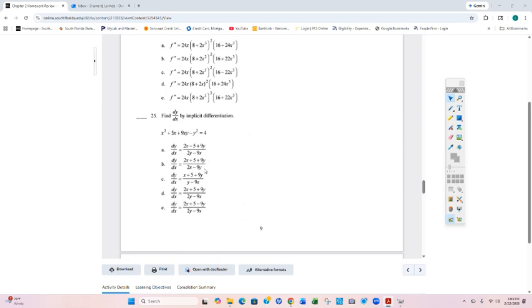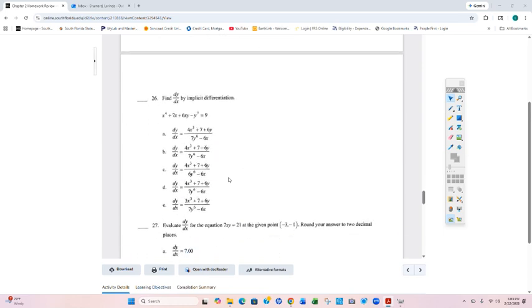C, dy dx equals, numerator, x plus 5 plus 9y, denominator, y minus 9x. D, dy dx equals, 2x plus 5 plus 9y in the numerator, over the denominator 2y minus 9x. E, dy dx equals, the numerator is 2x plus 5 minus 9y, over the denominator, 2y minus 9x. The answer to number 25 is D.